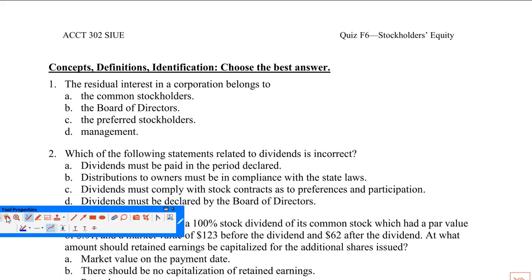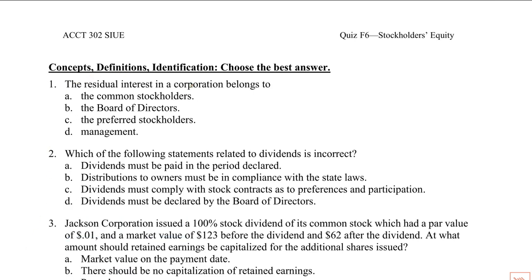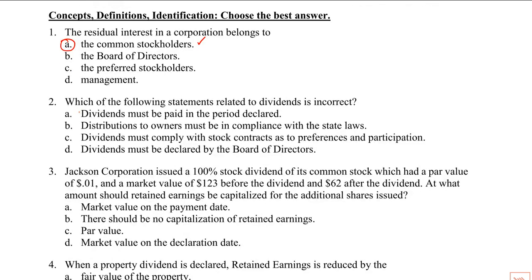So the residual interest in a corporation. Let me pick a different color. Let's go with red. Residual interest in a corporation belongs to the common stockholders. Board of directors? No, the board of directors represents the stockholders. The preferred stockholders are equity, but they aren't ownership. And management works for the stockholders. So it is the common stockholders. And residual interest just refers to anything left over if the company's liquidated, or if the company's operating and there are funds or resources left over. So residual just means left over.